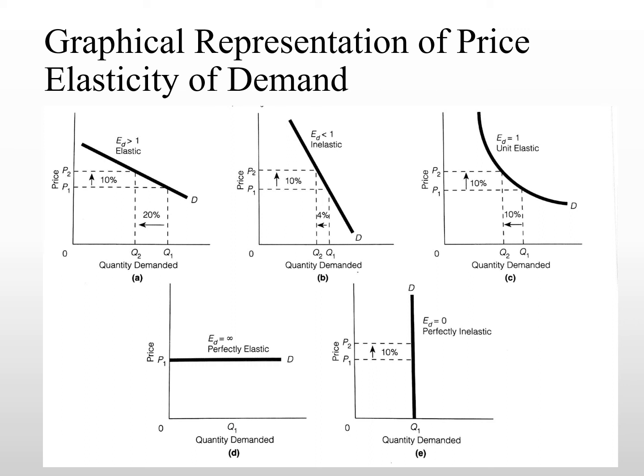Going to the extremes, in graph D you will see perfectly elastic demand, where the demand curve is a horizontal line at one price. At the other extreme, in graph E, you will see perfectly inelastic demand, where the demand curve is a vertical line at a specific quantity. So this is basically the fundamental way we read the graph and make sense of the elasticity concept.